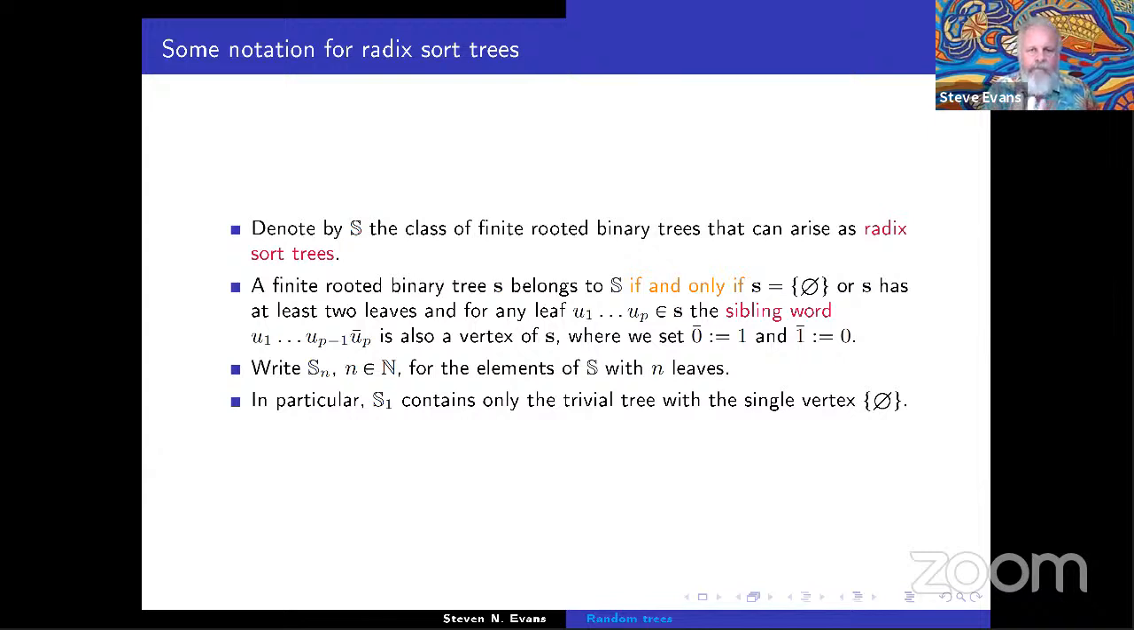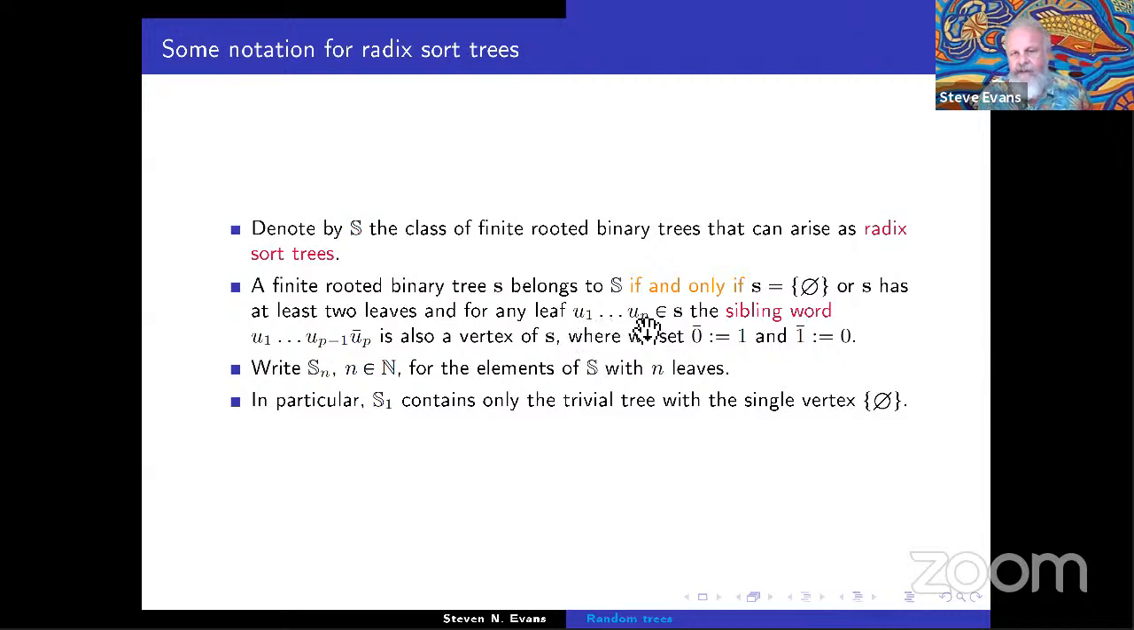So think for a moment about what kind of trees can arise this way. Well, a tree can arise this way if and only if it's either the empty word or it has at least two leaves, and for any leaf of S, the sibling leaf is also a vertex of S.